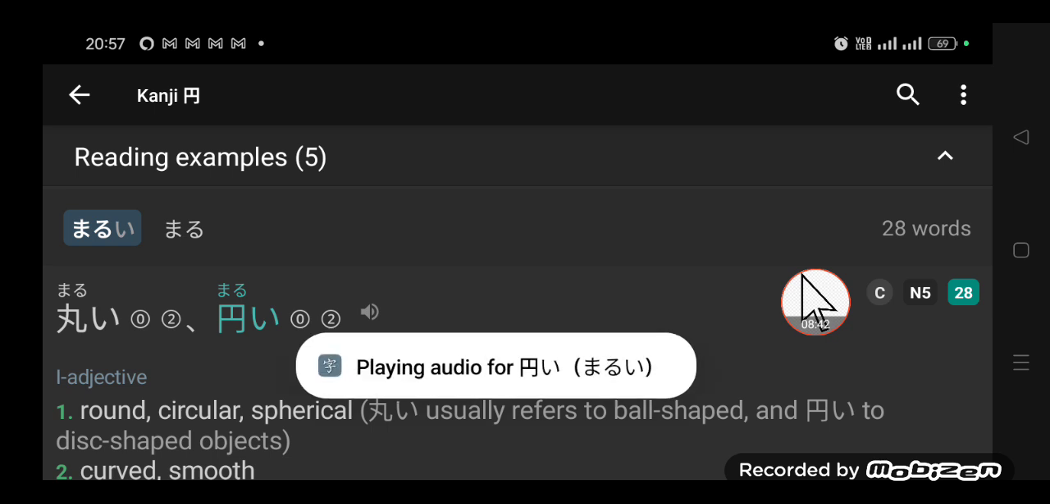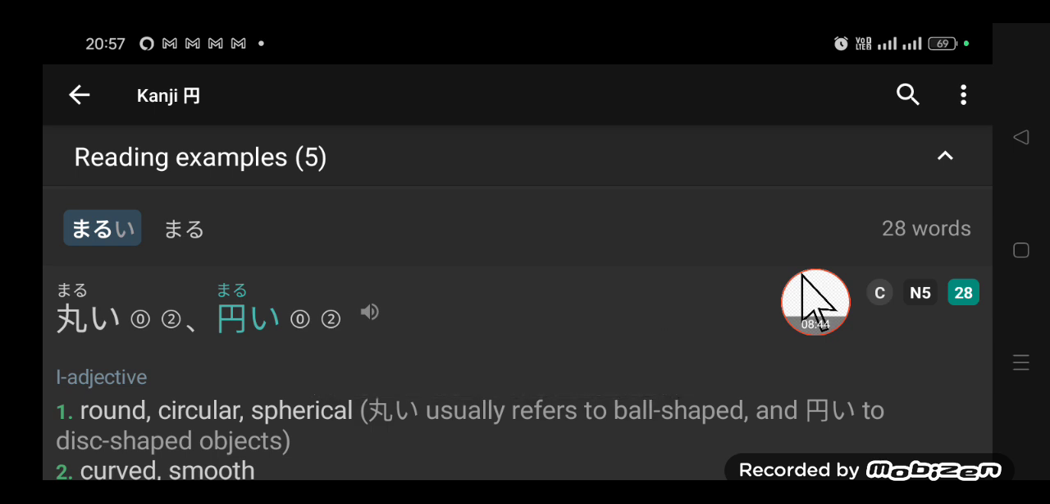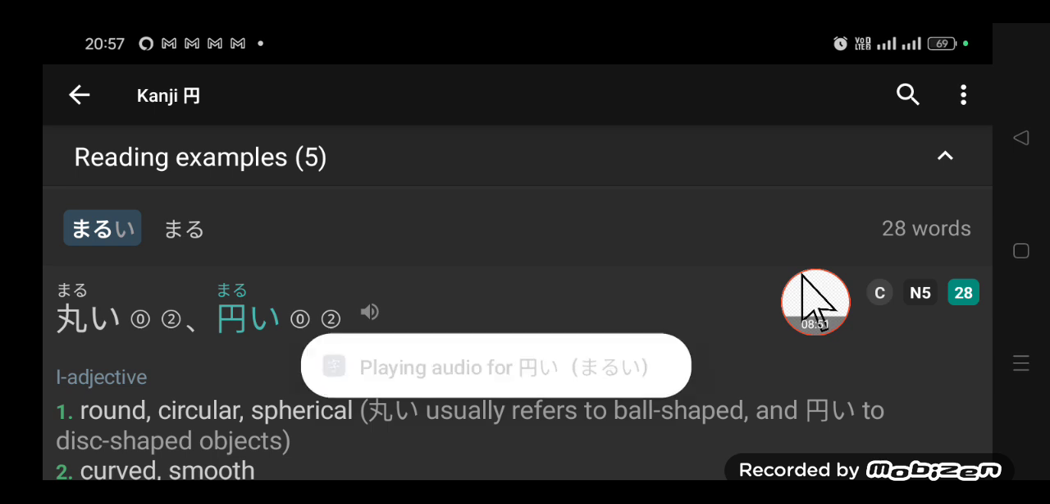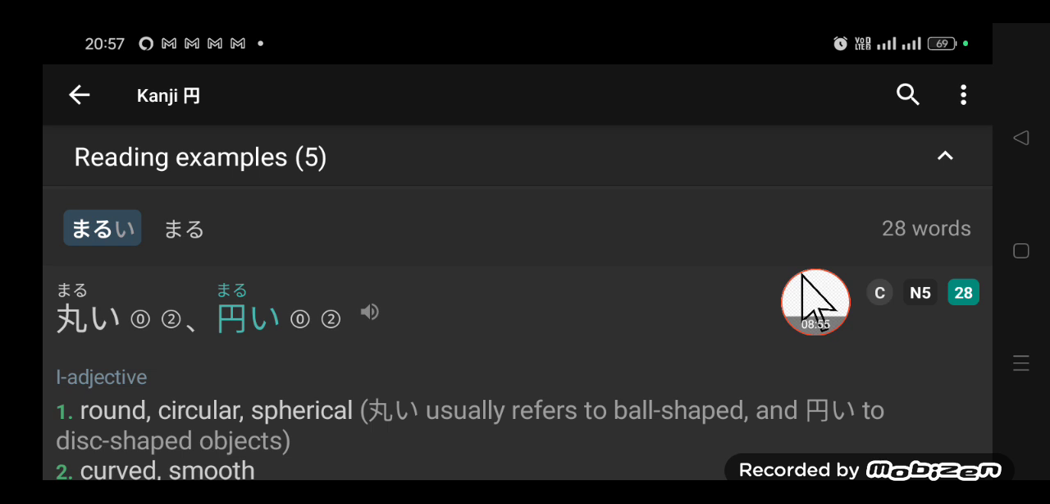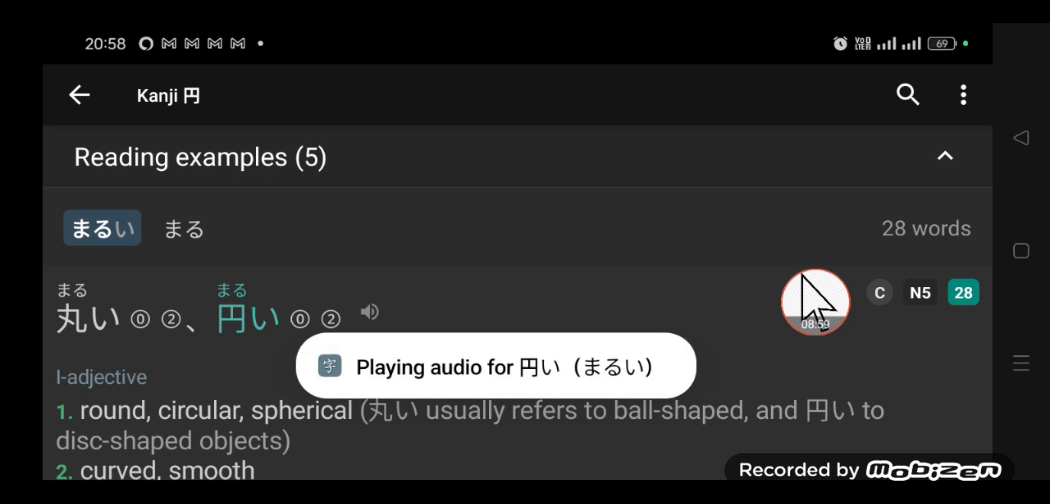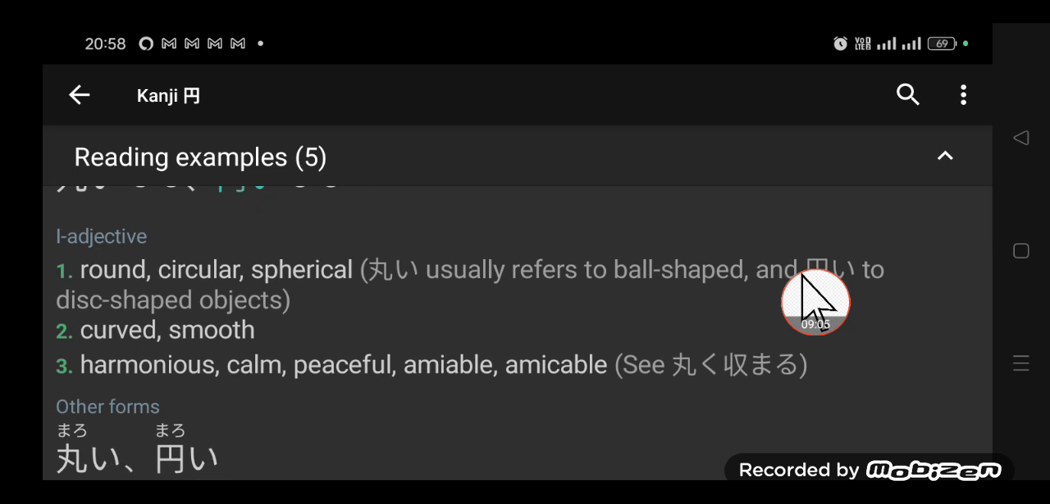Marui. 丸い. Marui. It's a very fast u on the root, a very fast u. So it's like marui, very fast that it would almost sound as if mari. But it's marui. It's an adjective meaning round, as in disc shape.